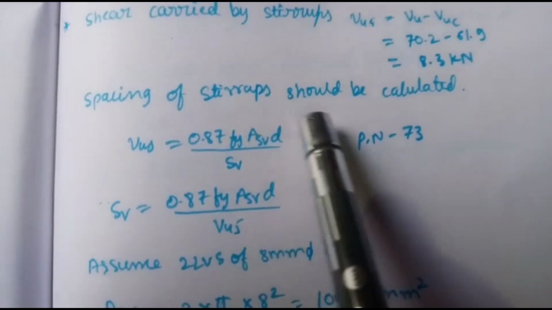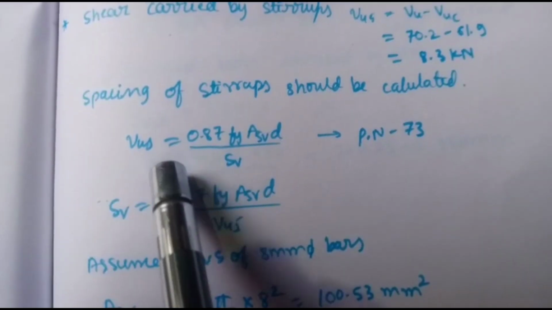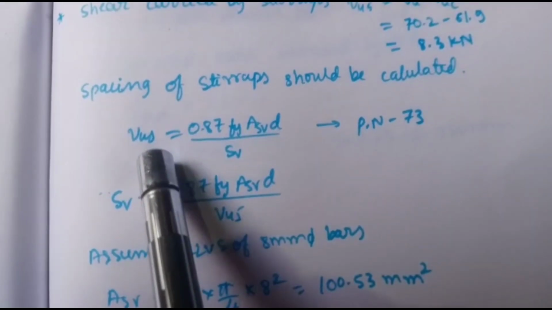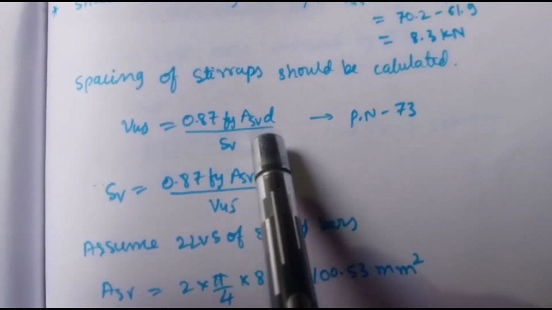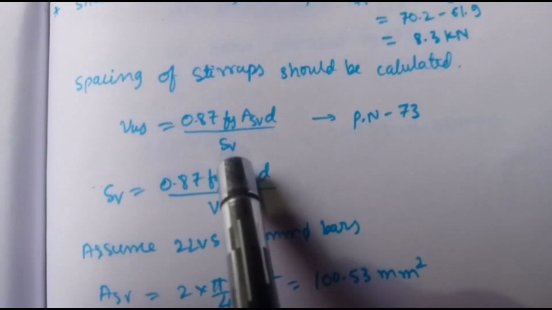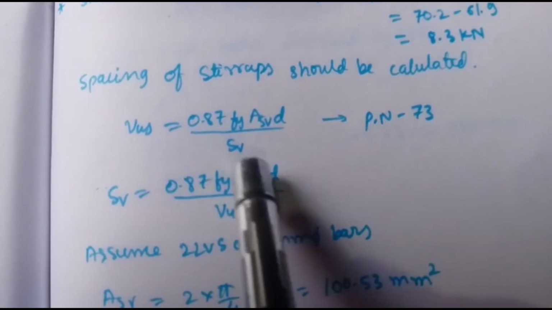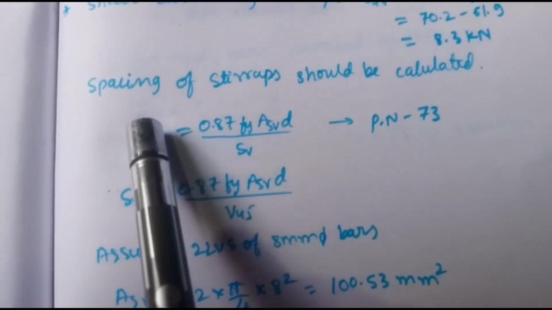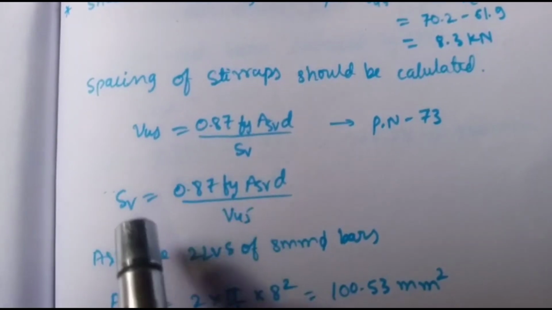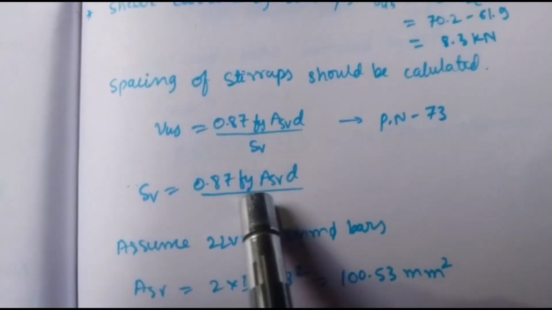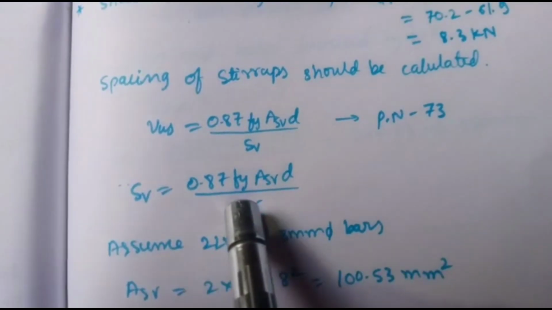Spacing of stirrups should be calculated. So this formula is given on page number 73. I have shown. So Vus is equal to 0.87 Fy Asv divided by Sv. So now we need to design the spacing of stirrups, Sv. So I have moved Sv to here and I have rearranged this formula. That is, Sv is equal to 0.87 Fy Asv divided by Vus.